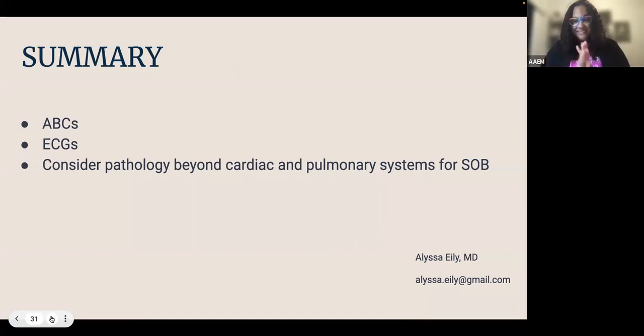So in summary, shortness of breath is by far the best chief complaint. Always remember your ABCs. Always, always, always get an EKG. And remember to consider pathology beyond cardiac and pulmonary systems for shortness of breath.